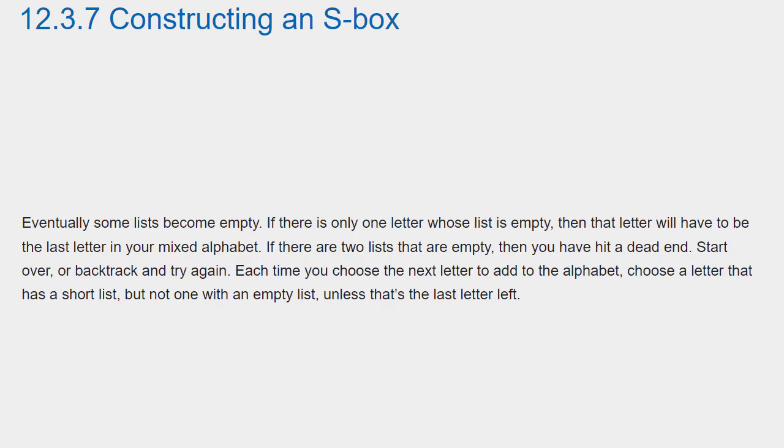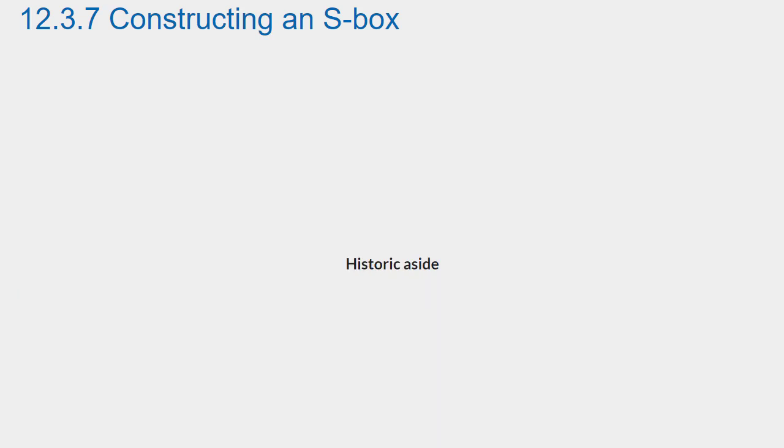Eventually, some lists become empty. If there is only one letter whose list is empty, then that letter will have to be the last letter in your mixed alphabet. If there are 2 lists that are empty, then you have hit a dead end. Start over or backtrack and try again. Each time you choose the next letter to add to the alphabet, choose a letter that has a short list, but not one with an empty list unless that's the last letter left.